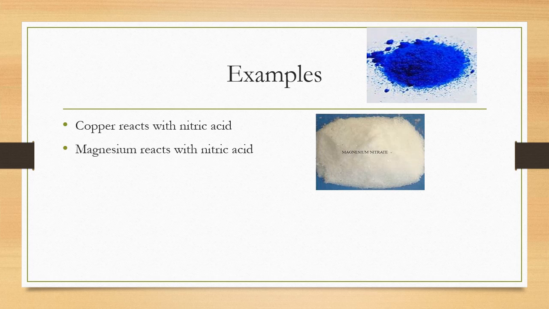The next one, copper nitrate: Cu has oxidation number +2 and nitrate is -1, so it becomes Cu(NO3)2. When zinc reacts with nitric acid, we get zinc nitrate, Zn(NO3)2, that is Zn +2 and nitrate -1. So Cu(NO3)2, Mg(NO3)2, Zn(NO3)2.